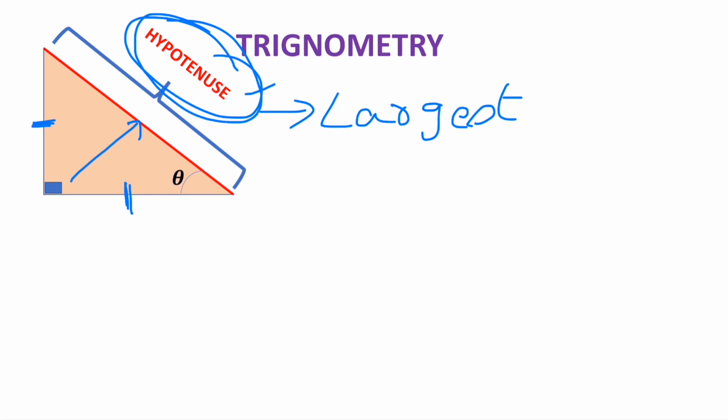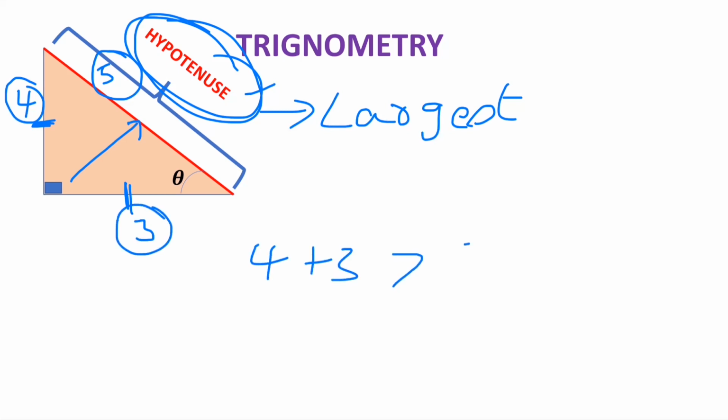For example, if this side is 3, this side is 4, and the hypotenuse is 5. So the hypotenuse is the largest side of the triangle, and the sum of these two sides, 4 plus 3, should always be greater than 5, the hypotenuse.